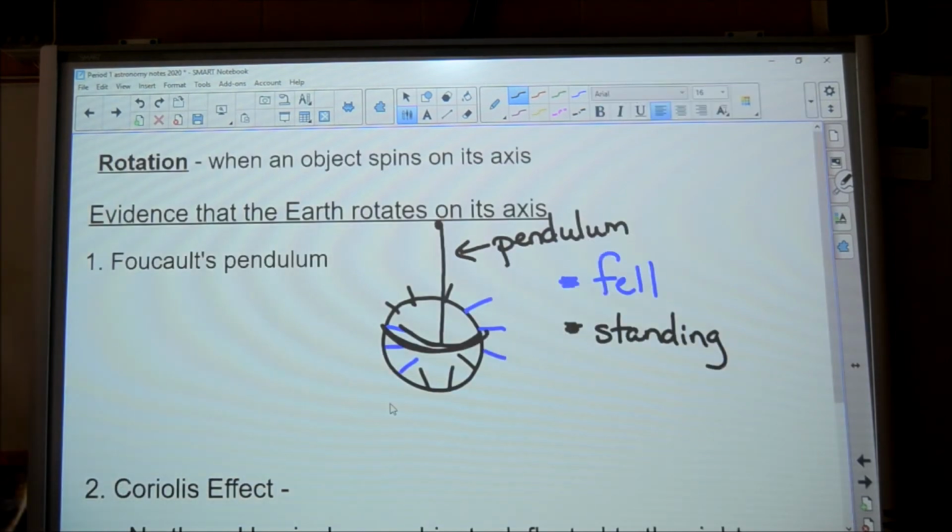All right, I want to talk to you about rotation. Rotation is, we said, when an object spins on its axis. I'm going to put a couple of videos for you to watch about the Foucault's pendulum and the Coriolis effect.